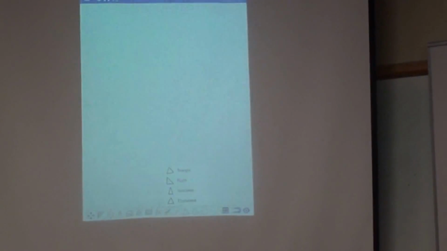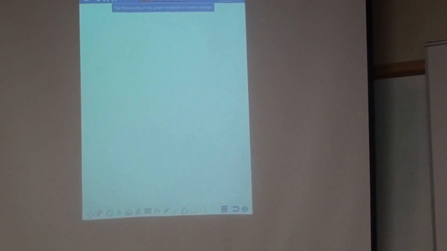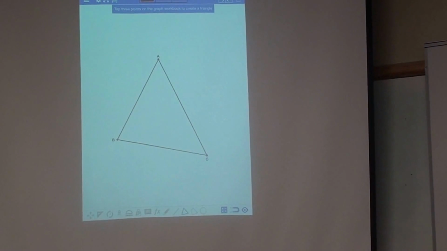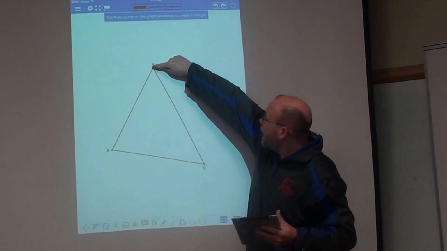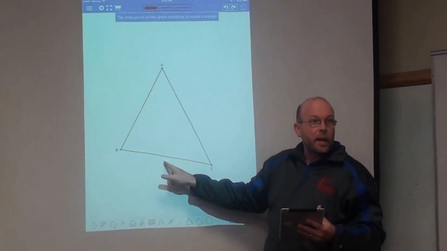So let's go to a new document here, new workbook, and I'm going to make a new triangle. Boom, boom, boom. And I'm going to then make the medians of it. I'm going to tell the software to do the medians. And it's going to connect A with the midpoint of BC.